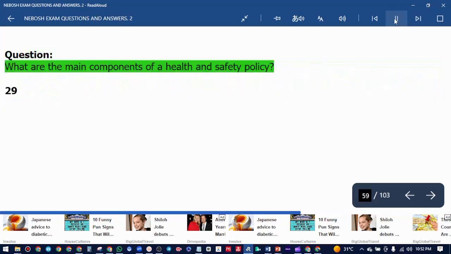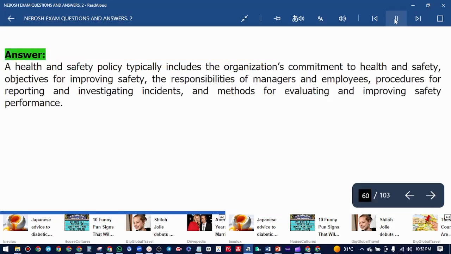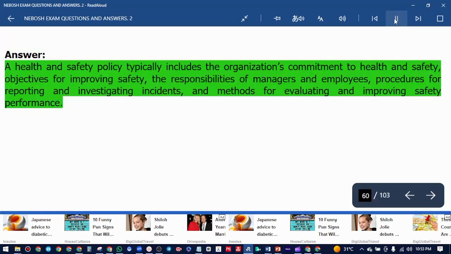Question 29. What are the main components of a health and safety policy? Answer. A health and safety policy typically includes the organization's commitment to health and safety, objectives for improving safety, the responsibilities of managers and employees, procedures for reporting and investigating incidents, and methods for evaluating and improving safety performance.